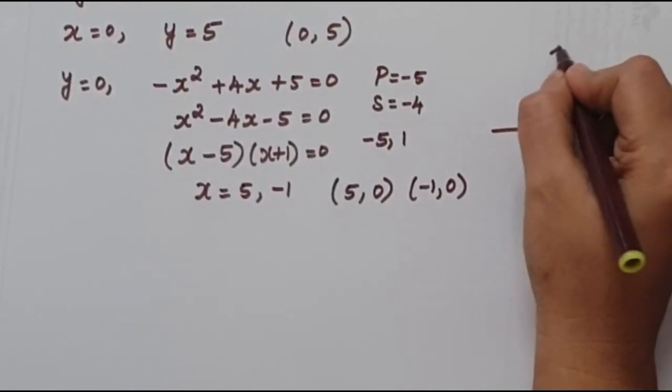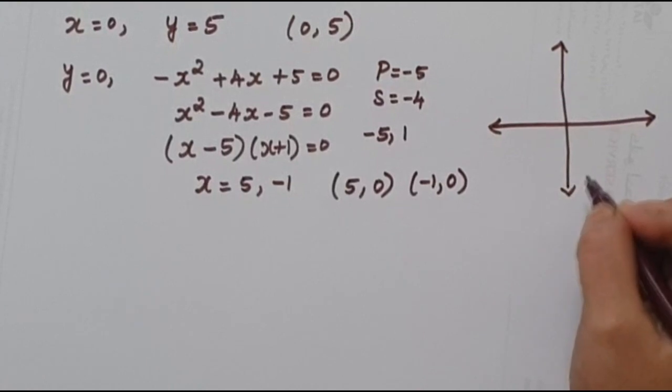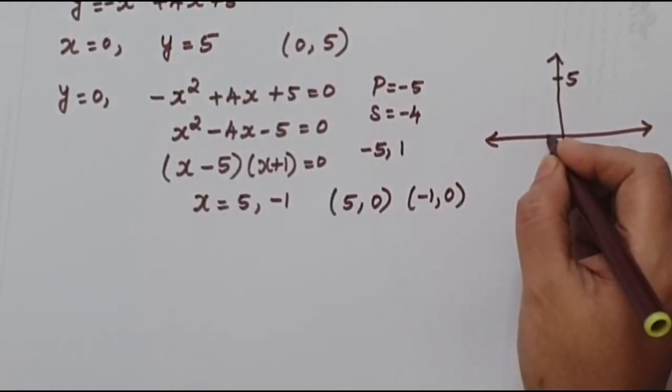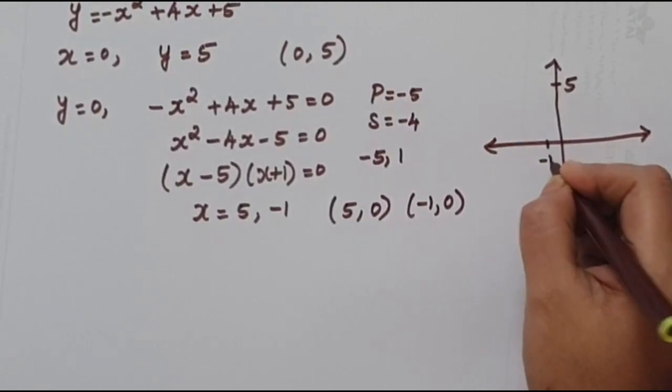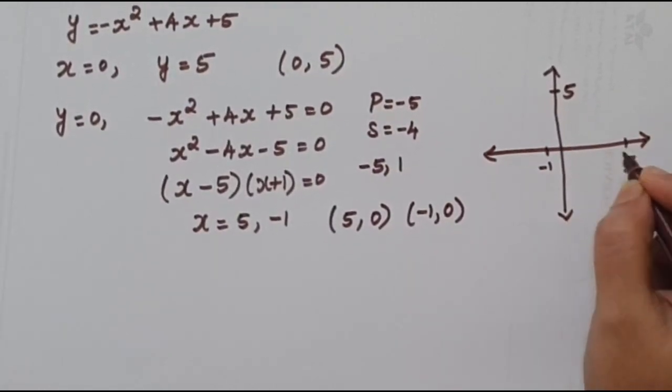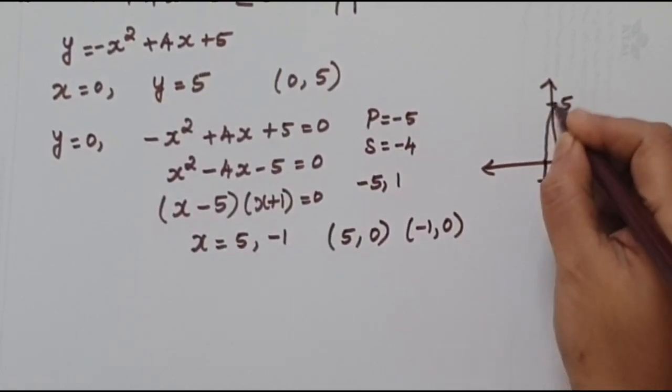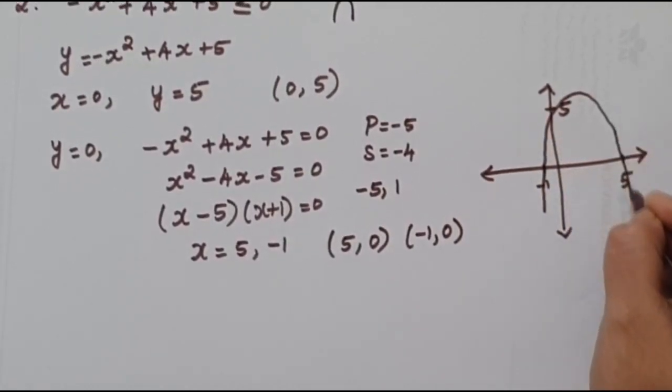Now in order to draw this graph, we'll just plot these points. That is, (0, 5) is over here. (Minus 1, 0) will be over here. And then (5, 0) will be over here. Since we know it is an inverted U, we have our graph like this.